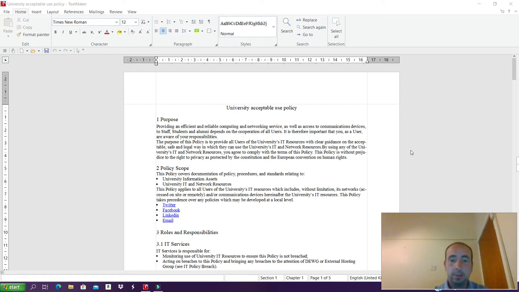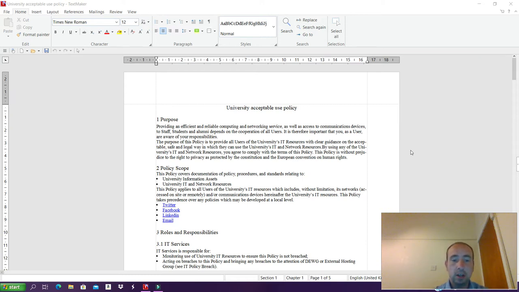The purpose of this policy is to provide all users of the university's IT resources with clear guidance on the acceptable, safe, and legal way in which they can use the university's IT and network resources. By using any of the university's IT and network resources, you agree to comply with the terms of the policy. This policy is without prejudice to the right to privacy as protected by the Constitution and the European Convention on Human Rights.